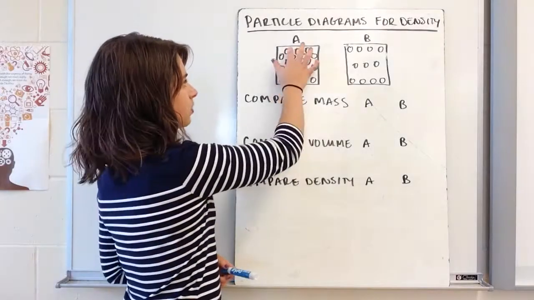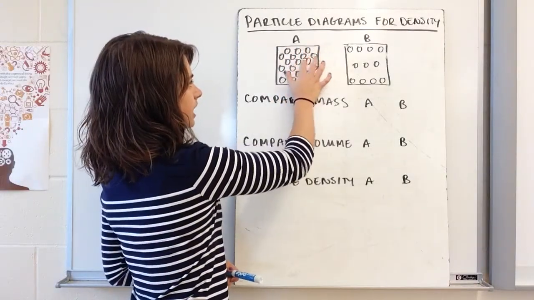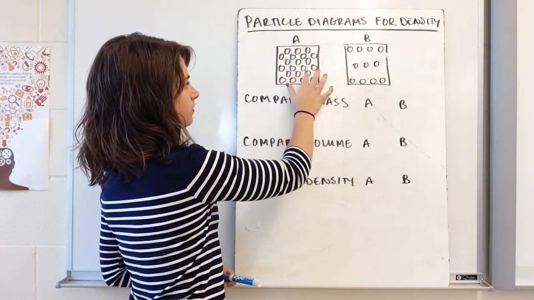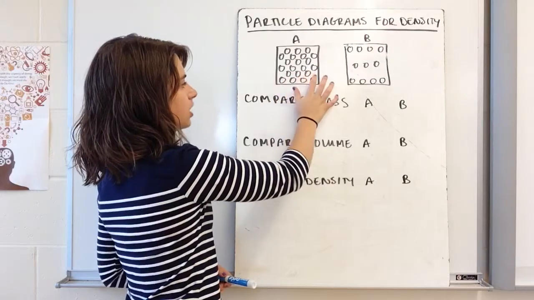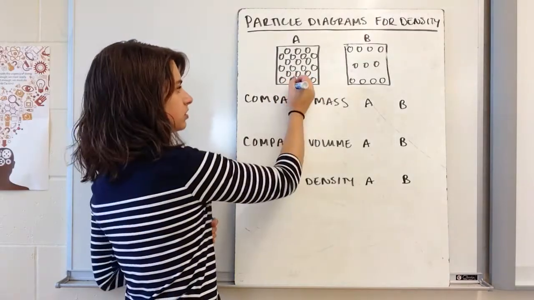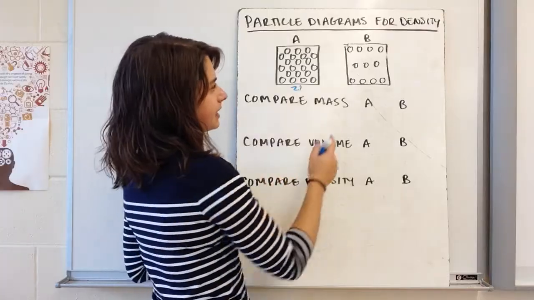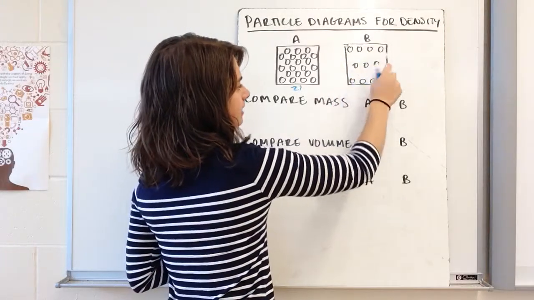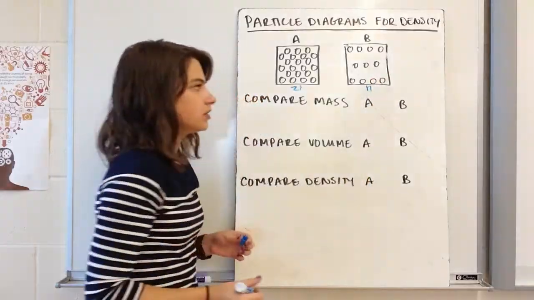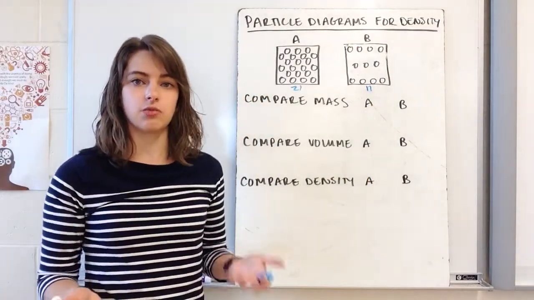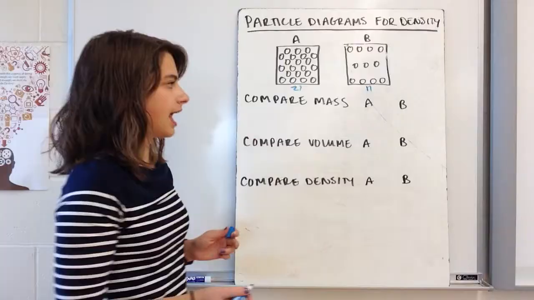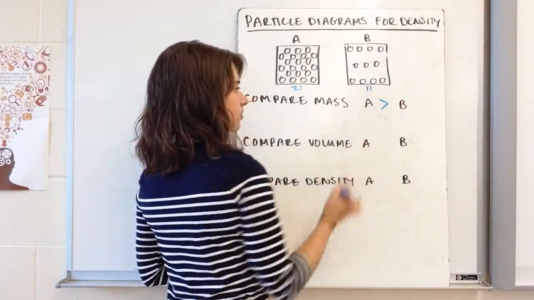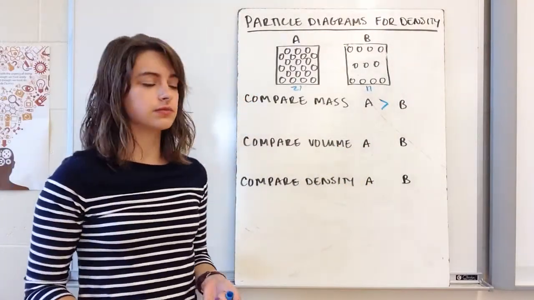So A has 1, 2, 3, 4, 5, 6, 7, 8, 9, 10, 11, 12, 13, 14, 15, 16, 17, 18, 19, 20, 21 particles, while B only has 11 particles. So if the particles are the same size, which one has the greater mass? Well, A has the greater mass because it has more particles.